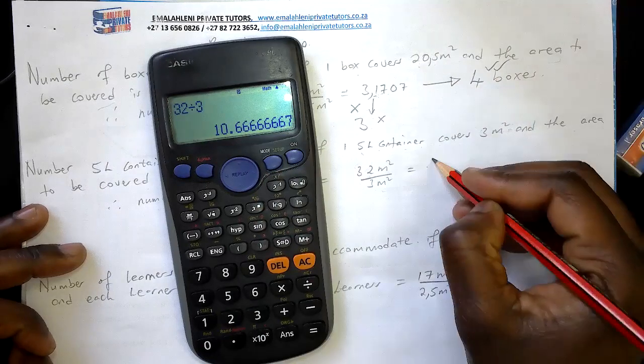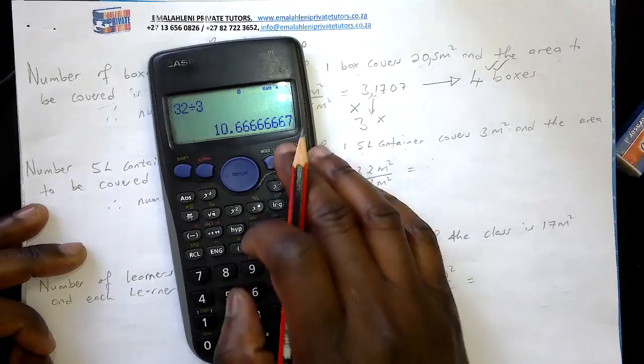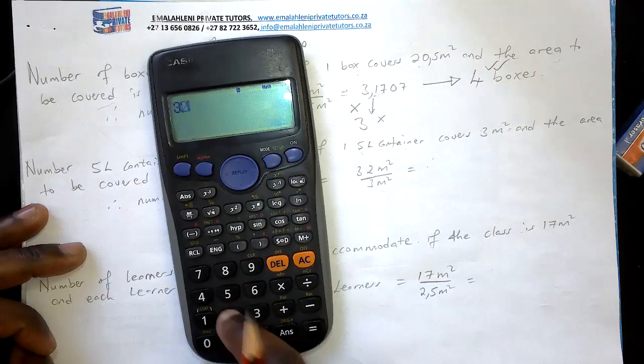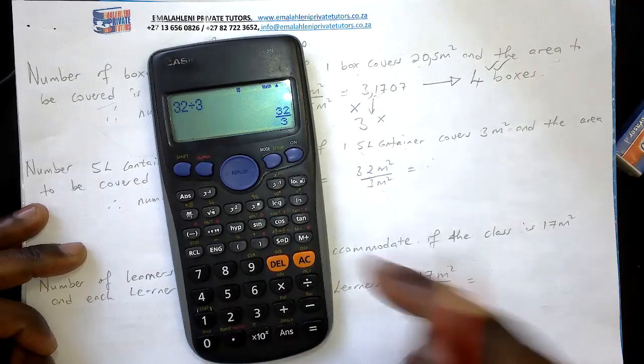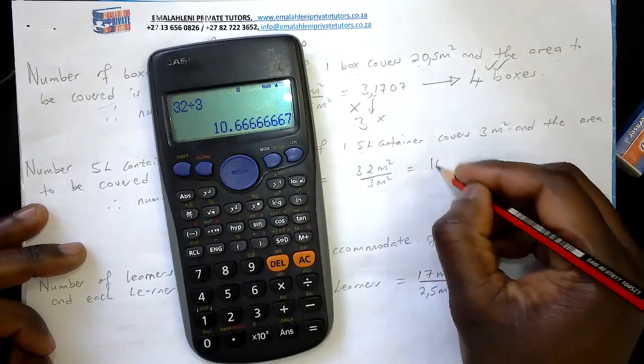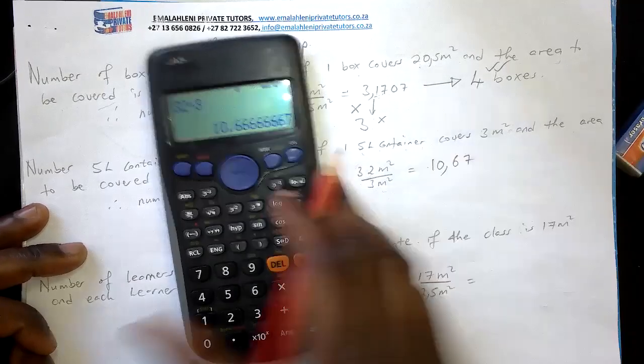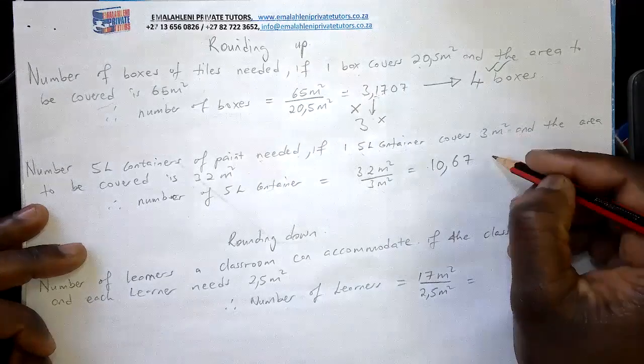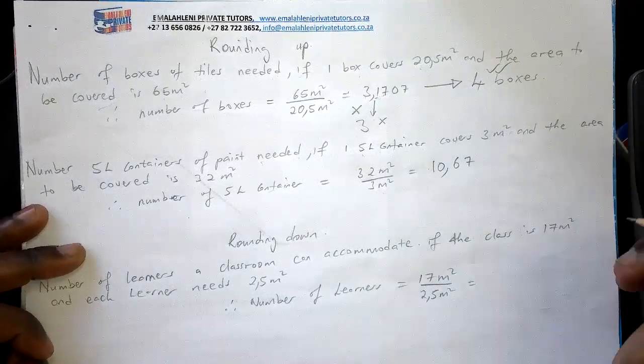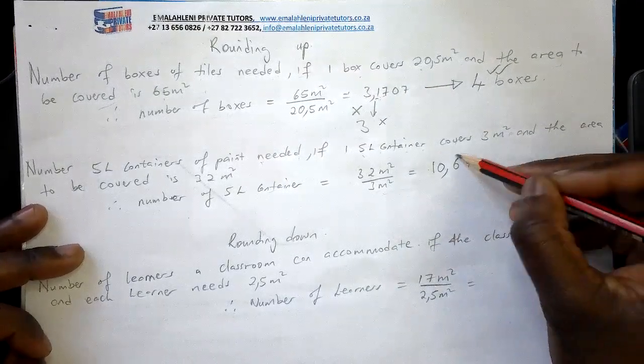We get 10.6, sorry, is it 32 divided by 3? Okay, 30, 10, what is it? 6, 7, so 10.67 5-liter containers.